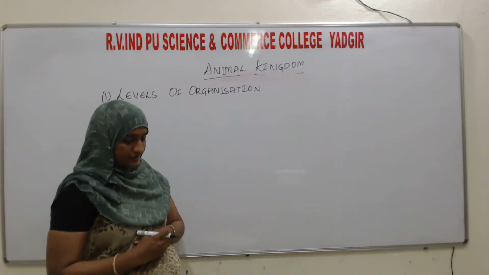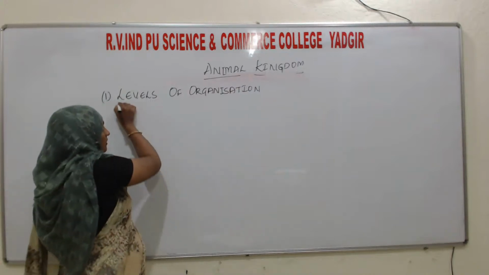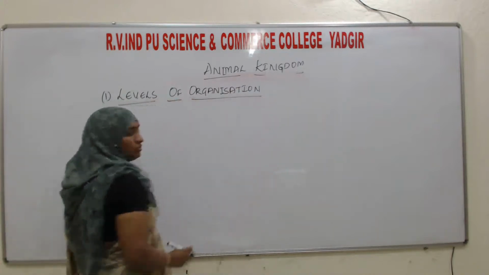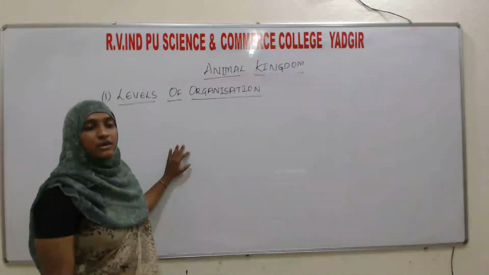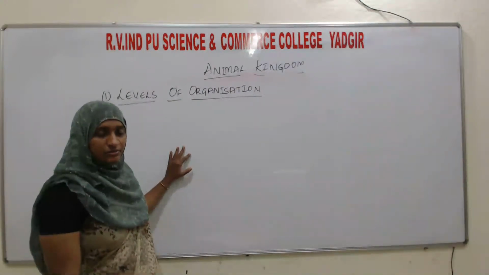So let's see. First, it is the level of organization. You know that all animals are multicellular animals. What are they?